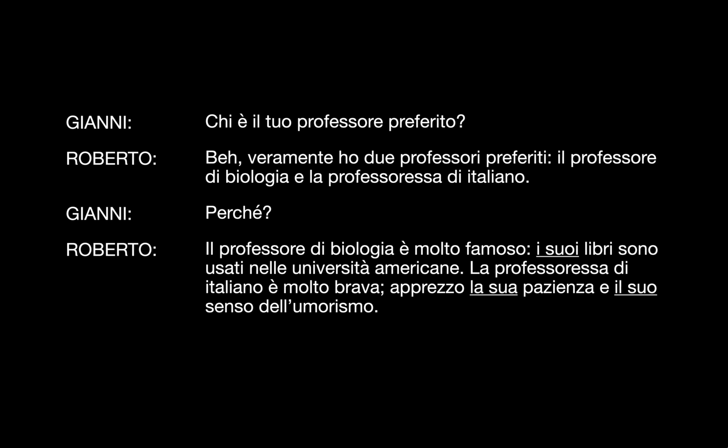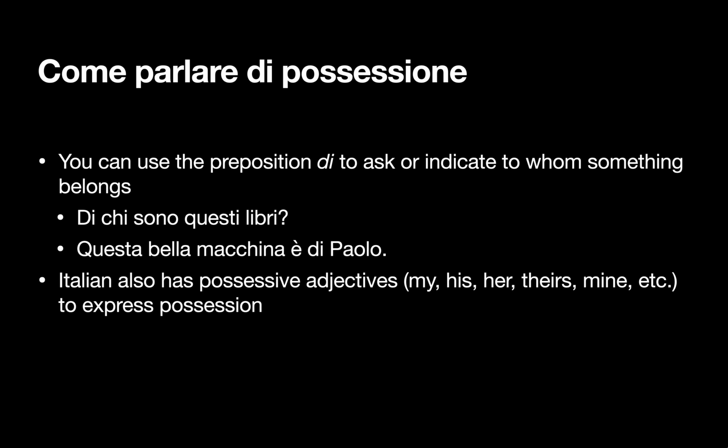And here are the possessive adjectives that we're going to be talking about in this lesson. So, as we've talked about before, you can use the preposition di to ask or indicate to whom something belongs. Like we've talked about, di chi sono questi libri? Whose books are these? Or questa bella macchina è di Paolo. This lovely car is Paolo's.